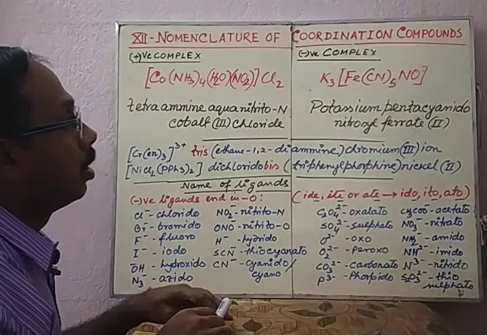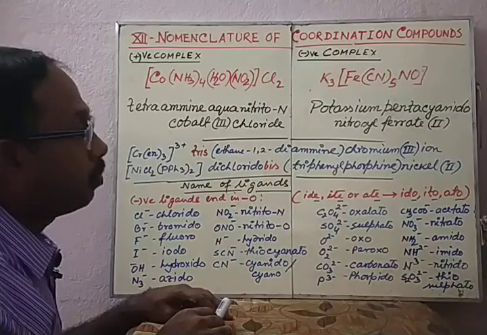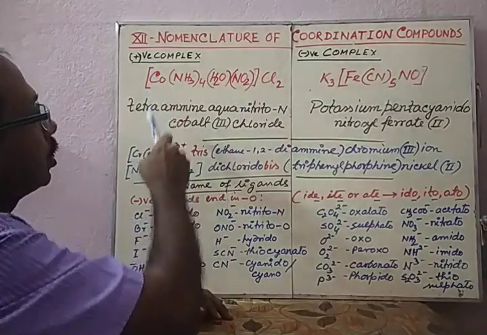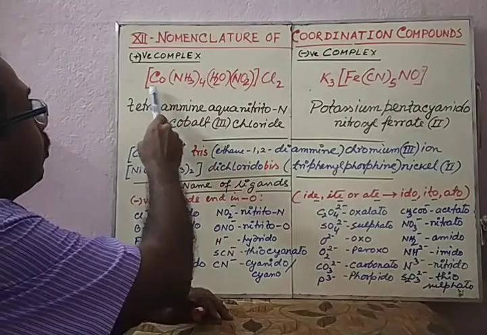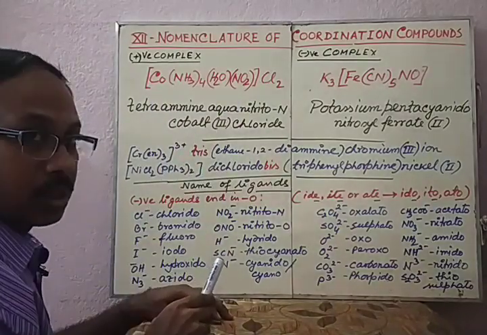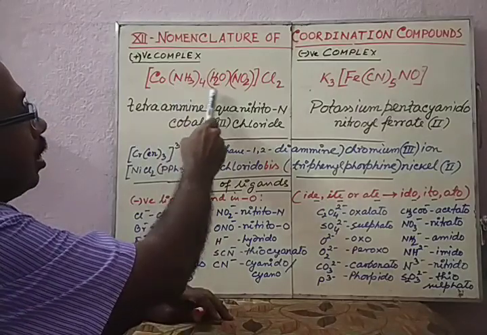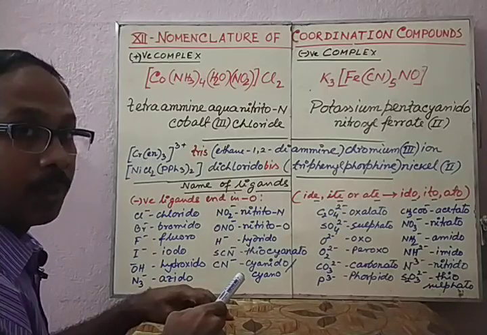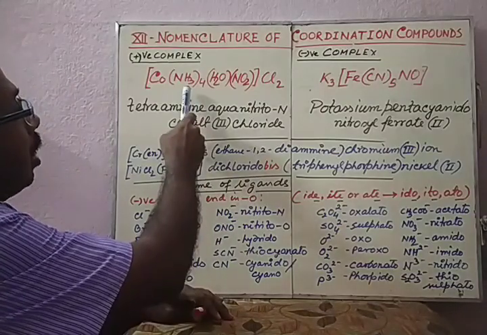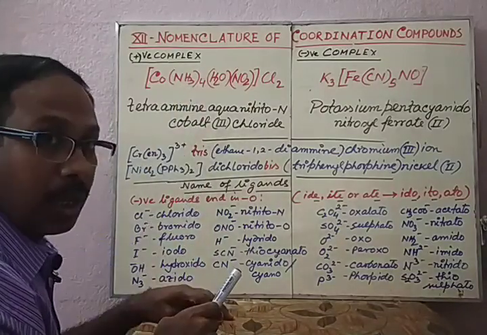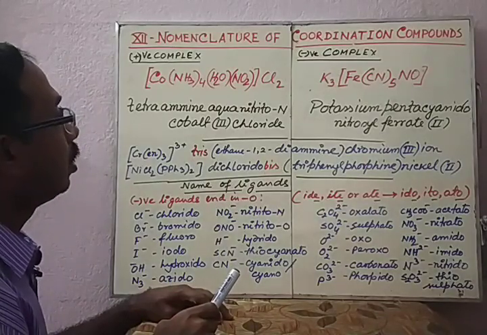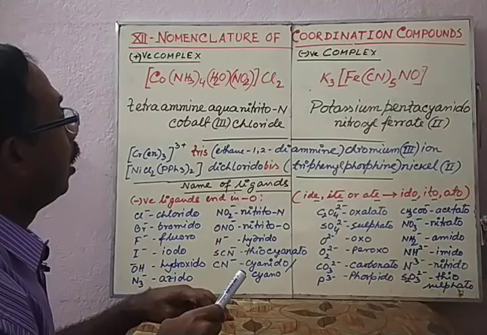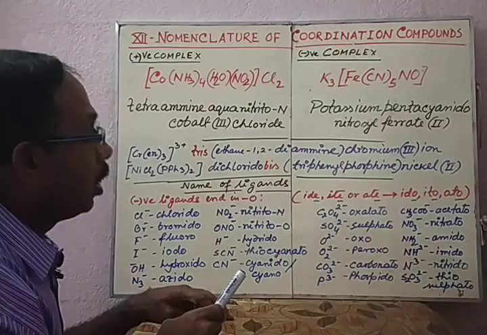First one is that for a complex the positive part is named first. So for this complex, since the coordination sphere is positive, it is named first, and in the naming process the ligands are named. These are the ligands. They are named in their alphabetic order, and if there is a multiple number of the same ligand, then if it is 2 then di, if it is 3 then tri, di, tri, tetra, this kind of name is written.